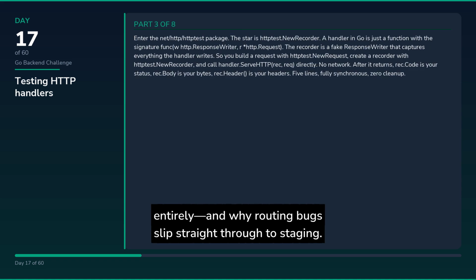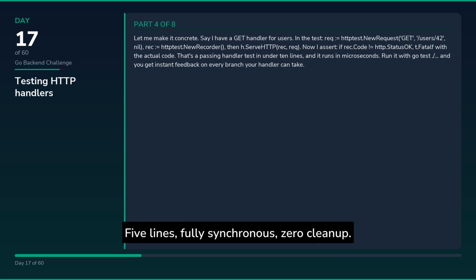Enter the net/http/httptest package. The star is httptest.NewRecorder. A handler in Go is just a function with the signature func(http.ResponseWriter, *http.Request). The recorder is a fake response writer that captures everything the handler writes. So you build a request with httptest.NewRequest, create a recorder with httptest.NewRecorder, and call handler.ServeHTTP(rec, req) directly. No network. After it returns, rec.Code is your status, rec.Body is your bytes, rec.Header is your headers. Five lines, fully synchronous, zero cleanup.